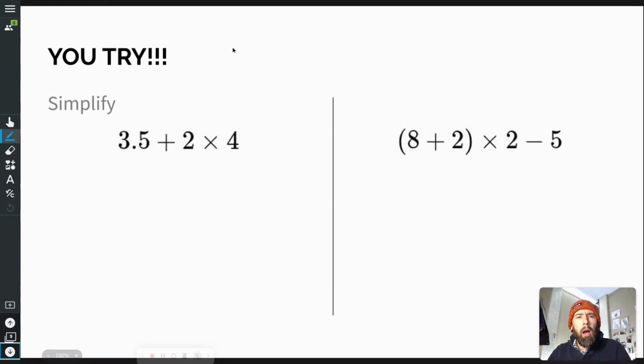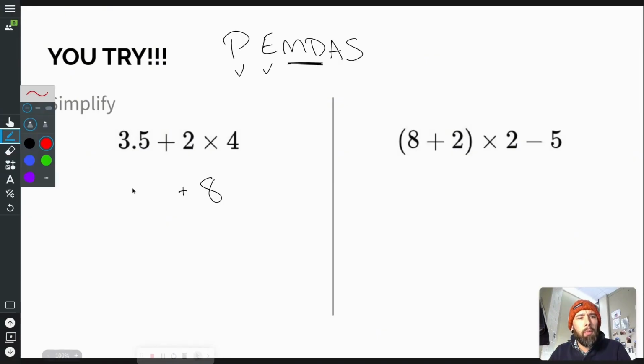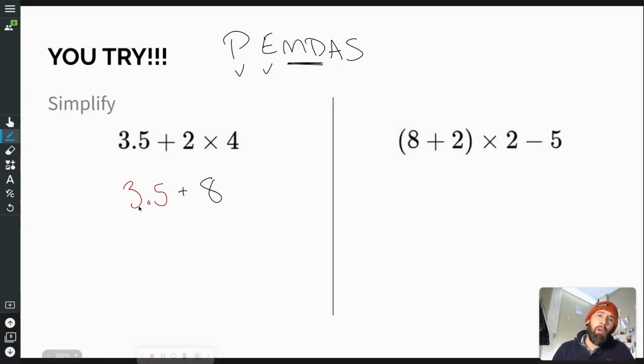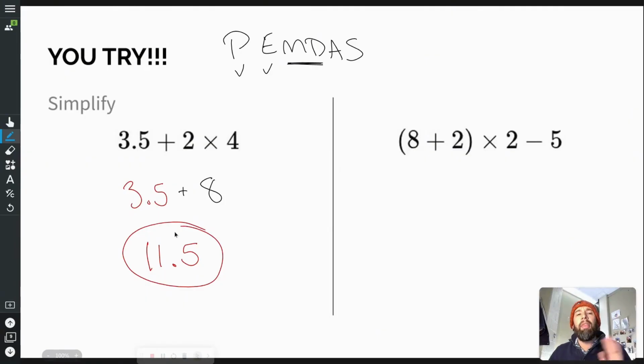That's all right. Write out PEMDAS. Parentheses, no. Exponents, no. Multiplication, division, left to right, yep. So you're going to do 2 times 4 first. That becomes 8. So you have 3.5 plus 8. When you add a decimal to a whole number, just do the whole numbers. 3 plus 8 is 11. And then attach the 0.5, so 11 and 5/10. That's our guy. Okay?